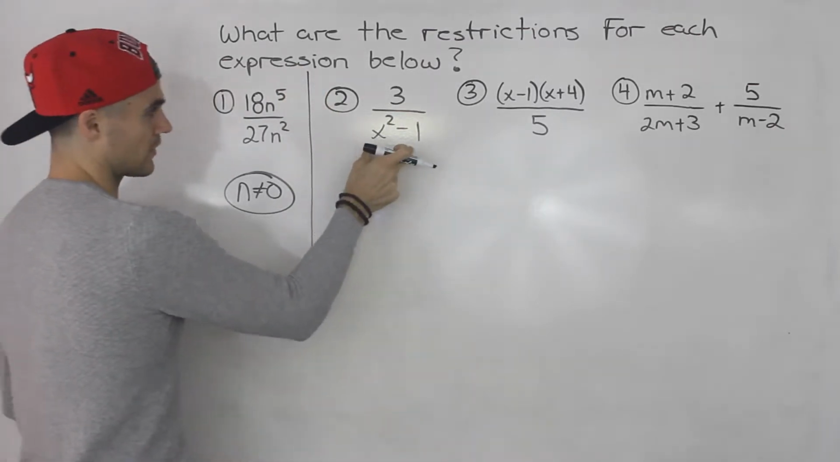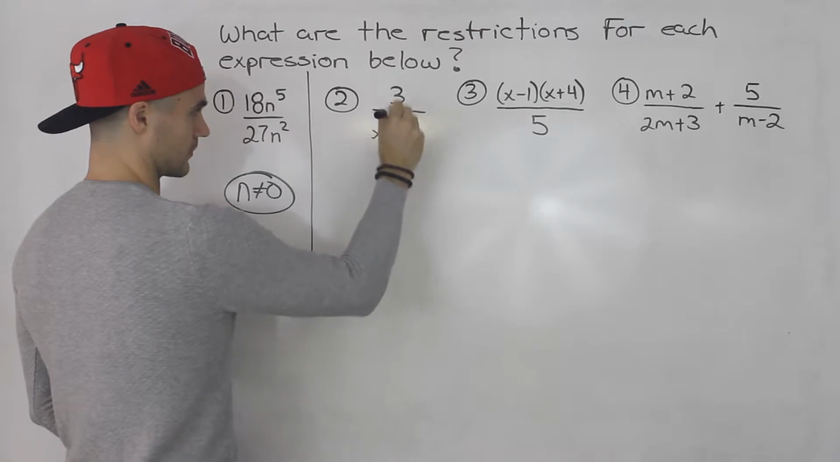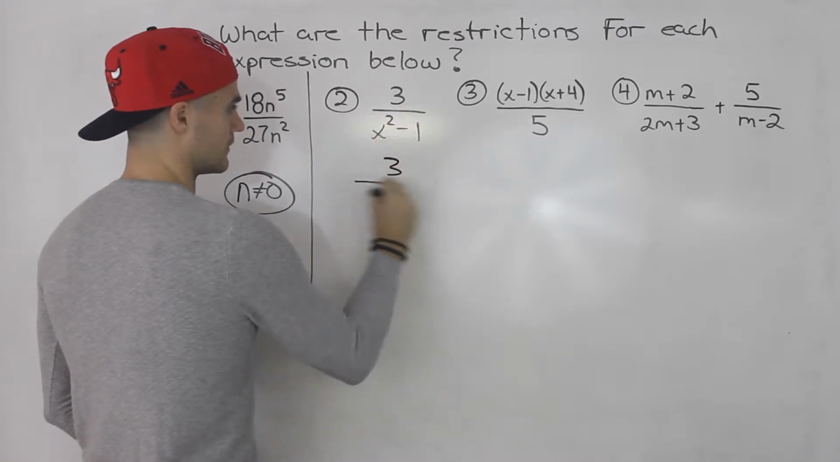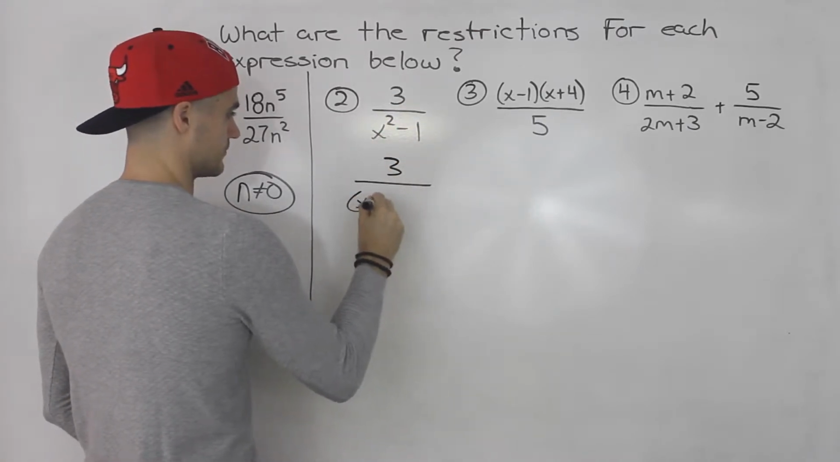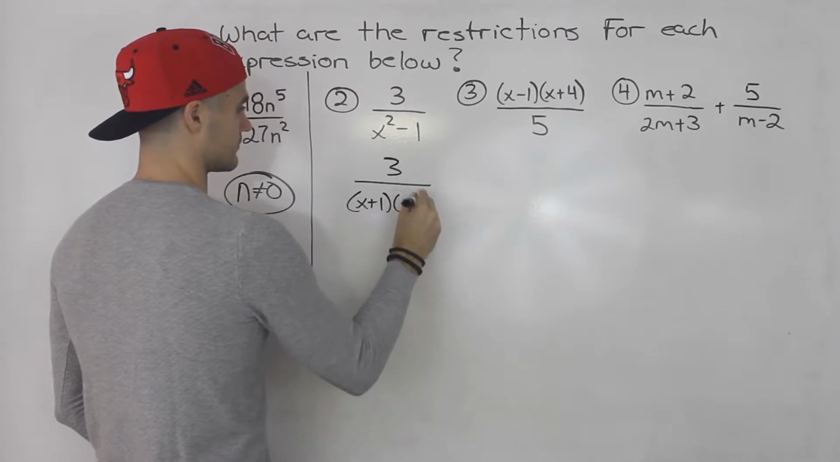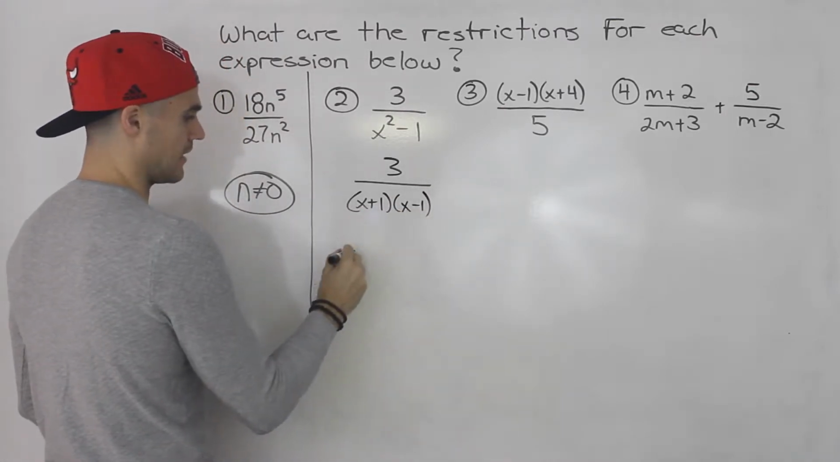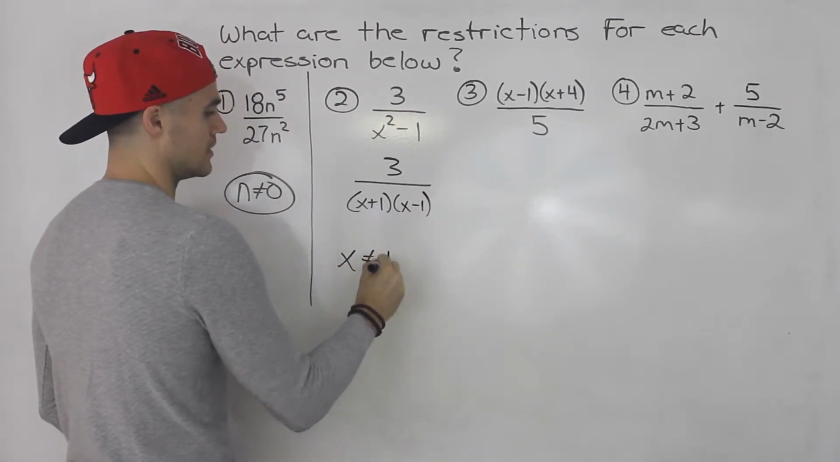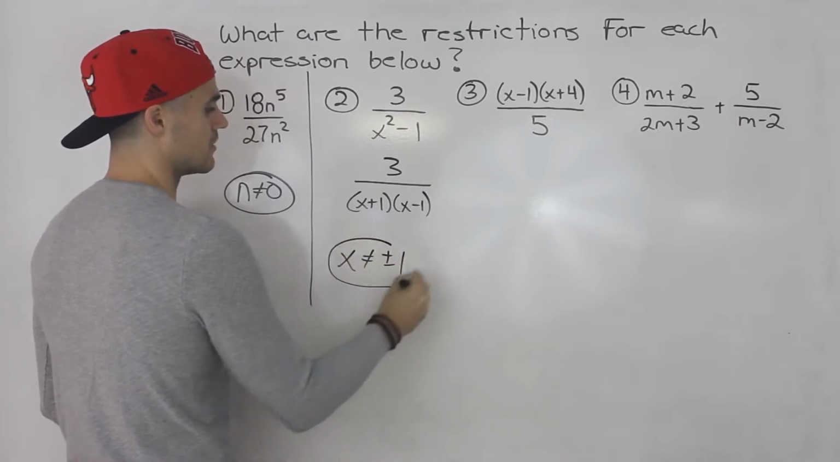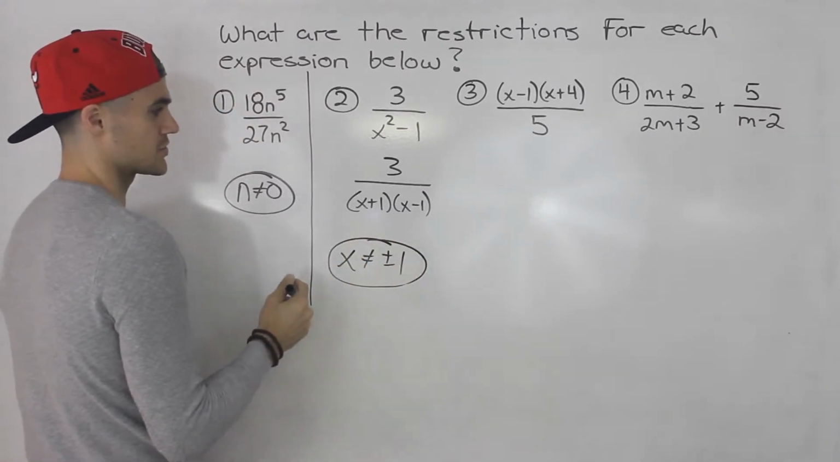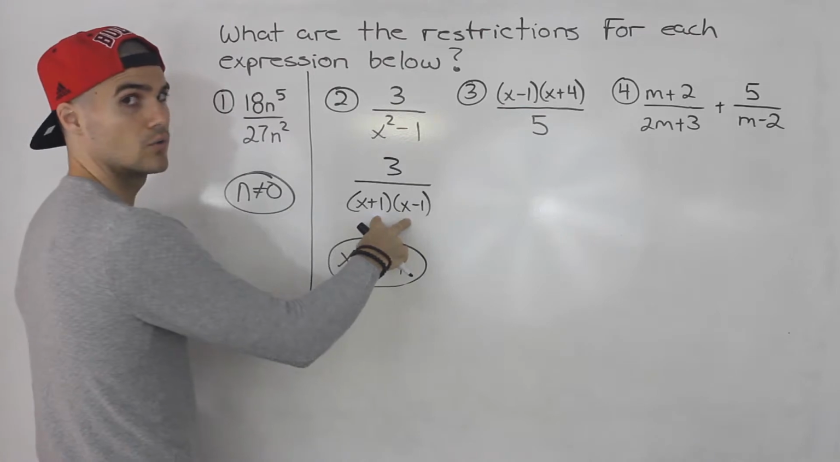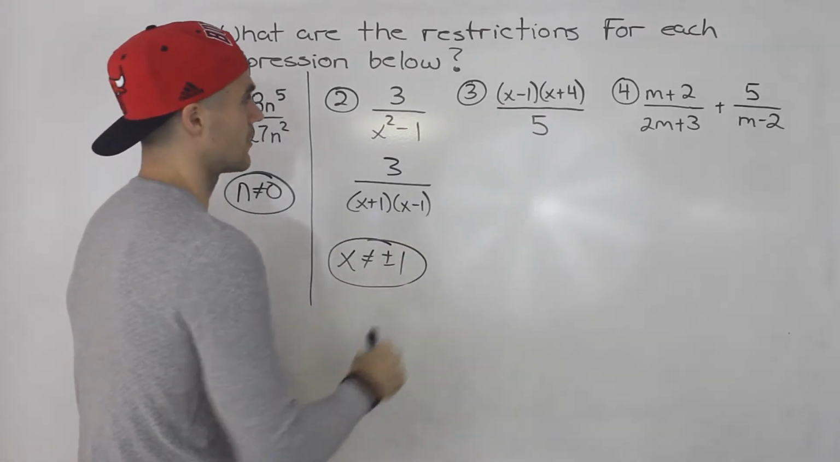Number two, we got 3 over x squared minus 1. We got to factor the denominator. That's a difference of squares. And then from there, we can tell x cannot equal what? Plus or minus 1. Two restrictions, because either one would make the denominator 0.